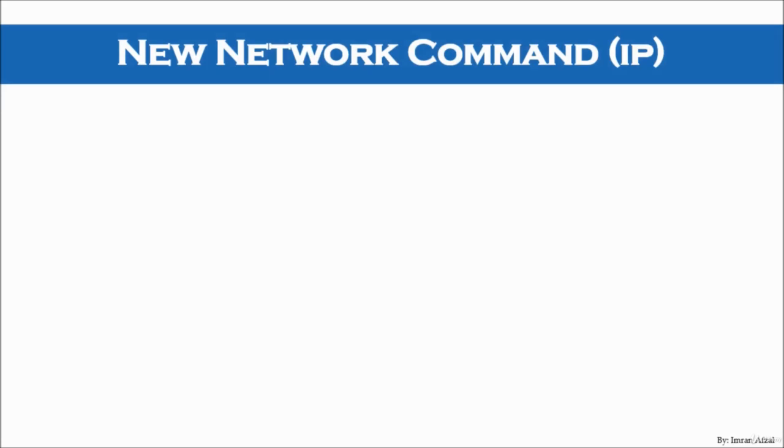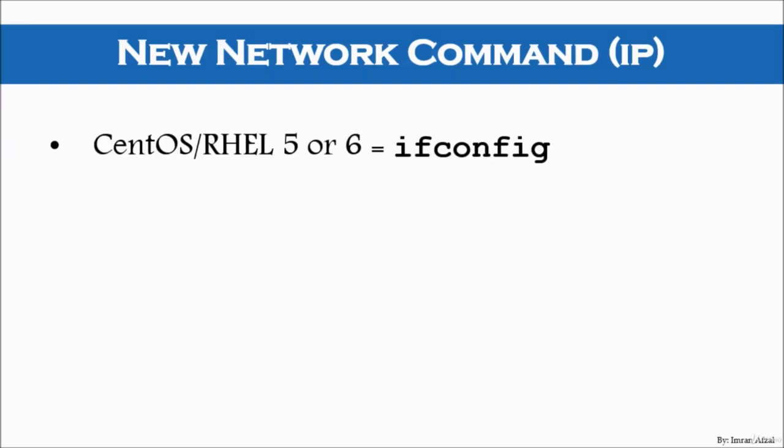Hi, this lesson is about new network commands. Now, what are those network commands? In CentOS and RHEL, there was a command to check your interface IP address, which is ifconfig, and that is used for RHEL or CentOS 5 or 6. Well, in CentOS or RHEL 7, they have replaced the ifconfig command with the command ip.